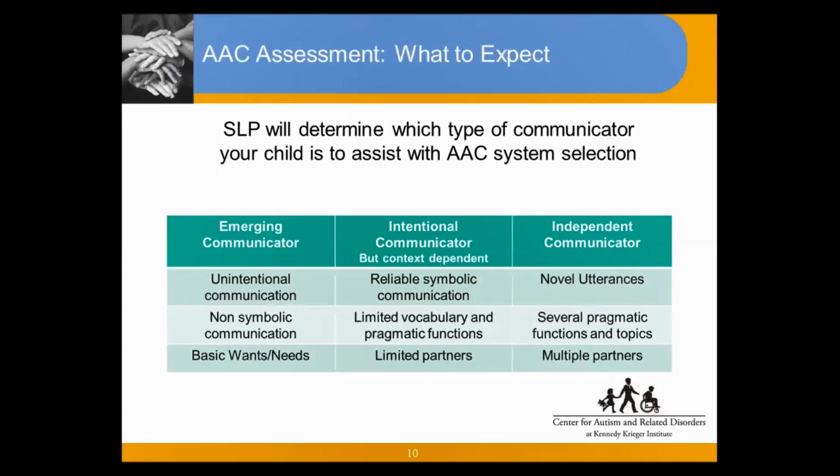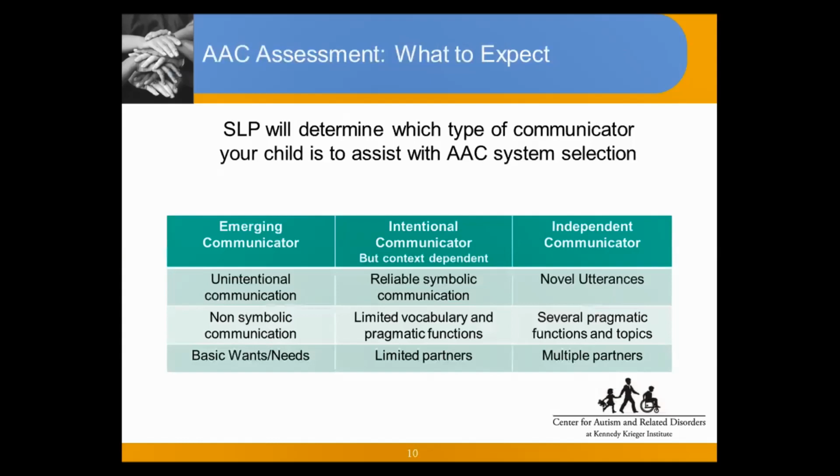Or they might have non-symbolic communication, meaning they might reach for something that they want, look at something, but really don't have a way of using a specific word or a specific gesture, maybe even a sign to represent something that they might want to get. Or they might be able to communicate some basic wants and needs, but that ability is really limited. They're really just emerging in their ability to functionally communicate by giving objects or pointing at anything.